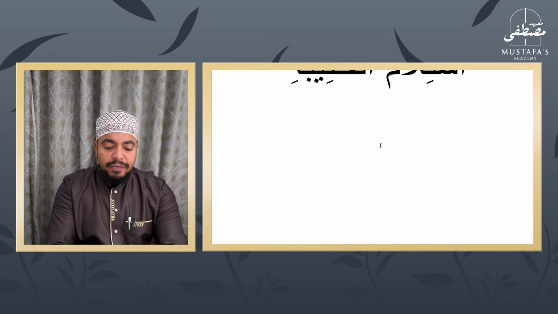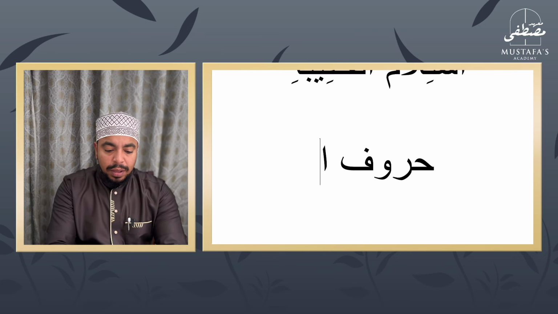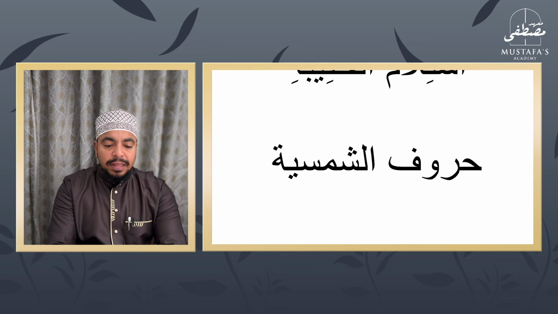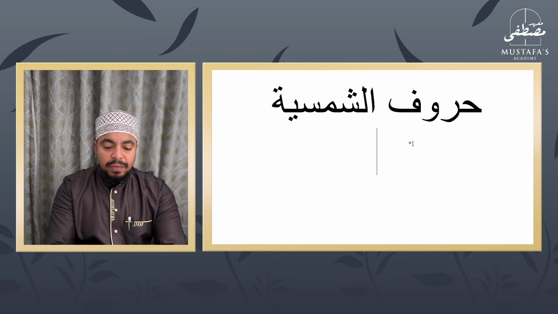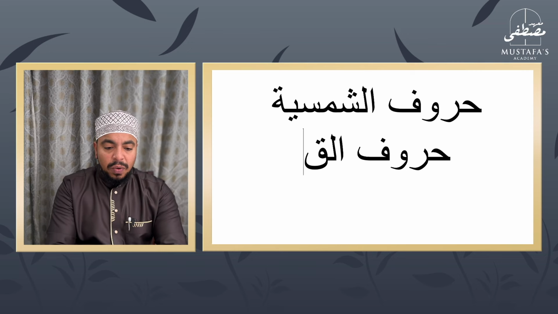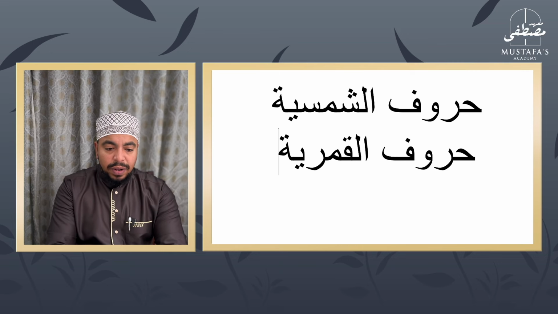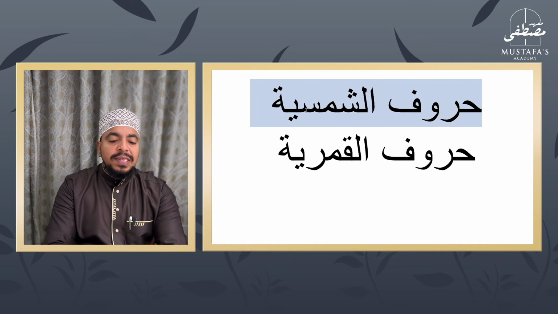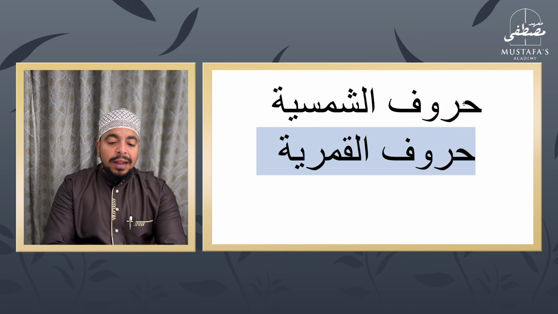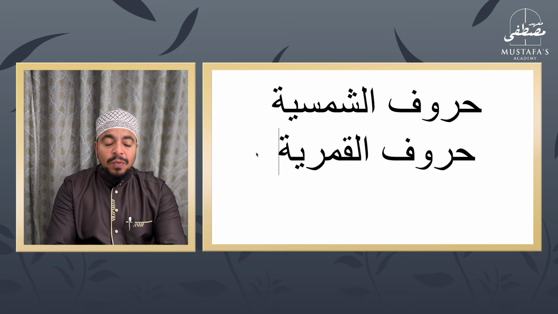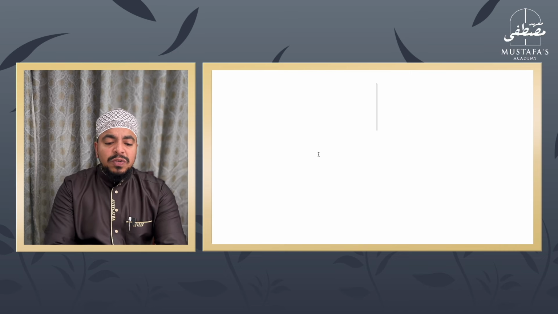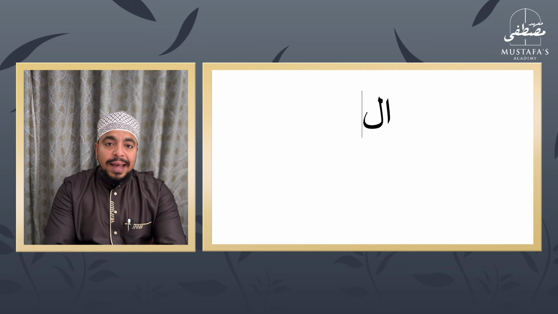We have the sun letters, and then we have also the moon letters. What does that mean? The sun letters, they are sun letters, and the moon letters, they are moon letters. Now, when it comes to sun letters and moon letters, the reason why they're separated from the two is only because of one small issue, because of the alif and lam at the beginning.